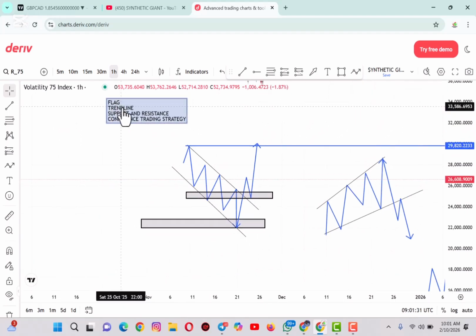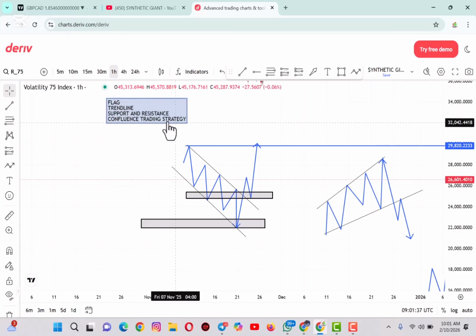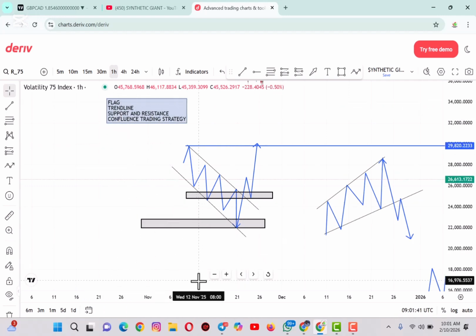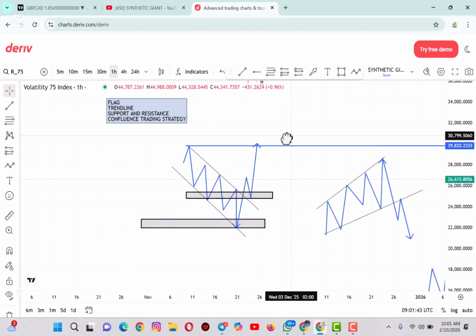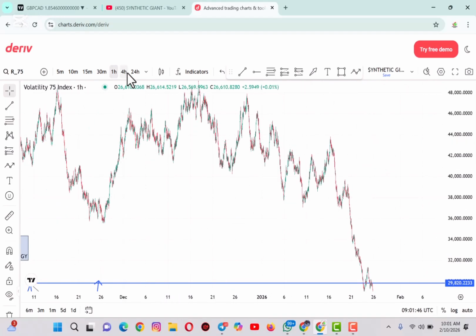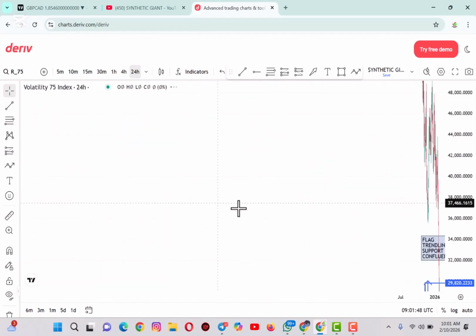add either 2 or more of these things. You can add 2 of these things, you are applying what we call confluence trading. But if you can apply the 3 of them, it is actually perfect. So let's see what we can do while analyzing volatility 75 index.